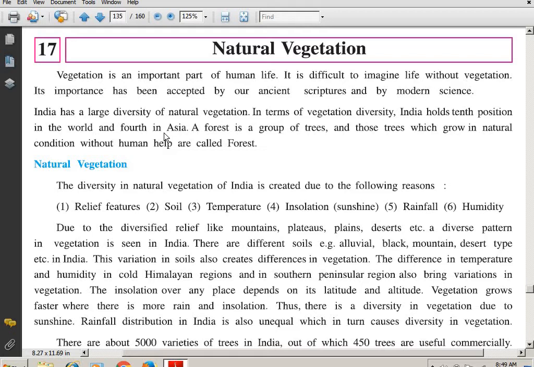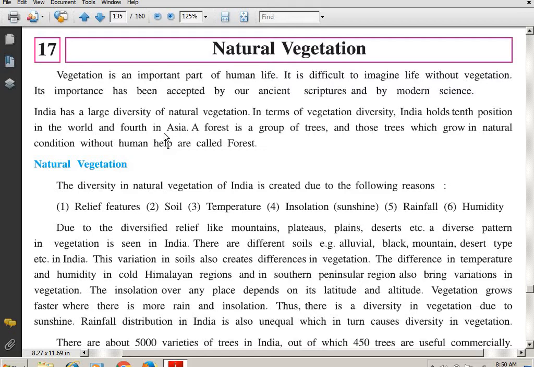A forest is a group of trees, and those trees which grow in natural condition without human help are called forests. So students, as I told you, in natural vegetation we are not only going to study about vegetables, but about the forests, the different trees and so on. So what is a forest? You may be asked a 1 mark question: write about forest, or what is the definition of forest? What do you understand by forest?